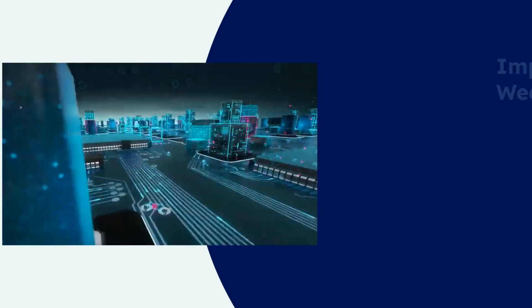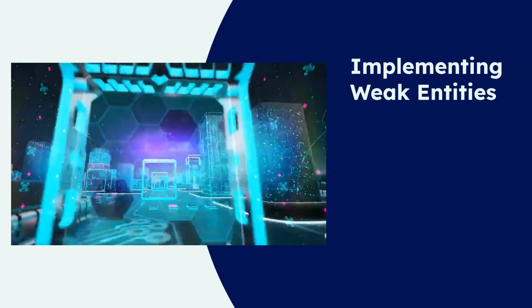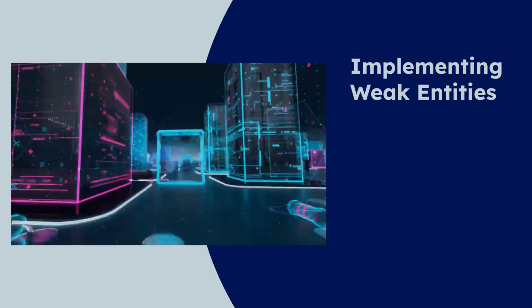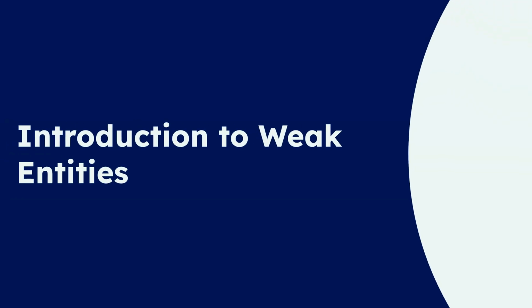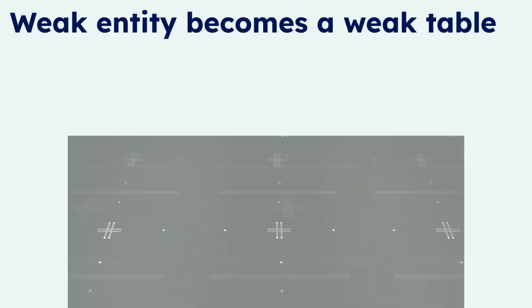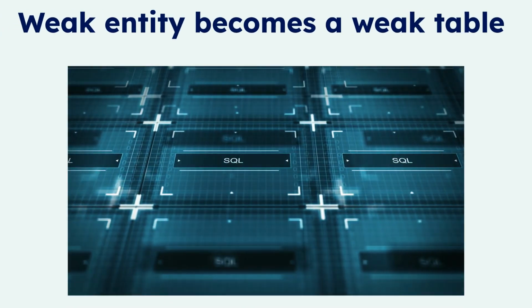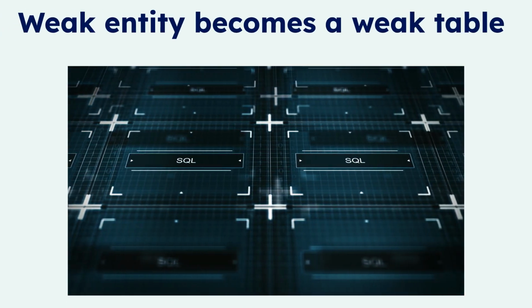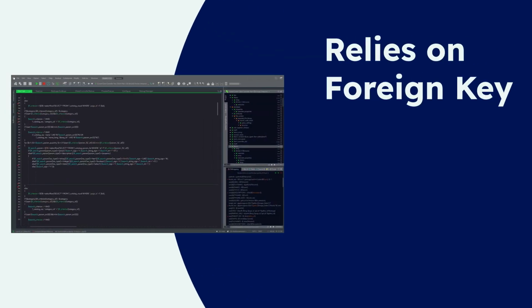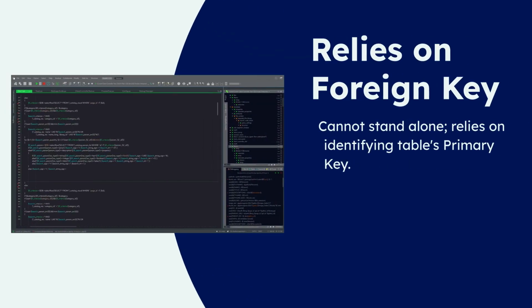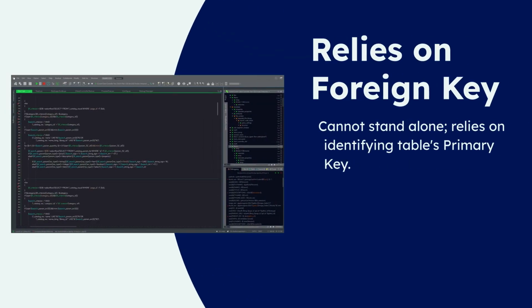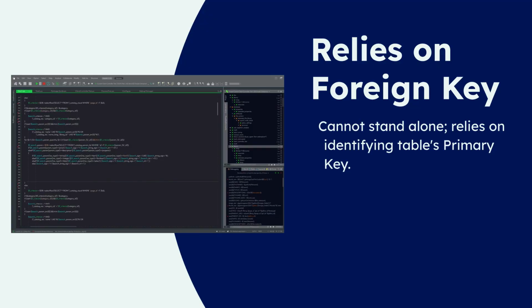Welcome to our video on implementing weak entities in SQL databases. We'll explore how these dependent entities are translated into relational database structures. In the relational model, a weak entity is represented as a weak table. Crucially, a weak table cannot stand alone. It relies on a foreign key that references its identifying or strong table.